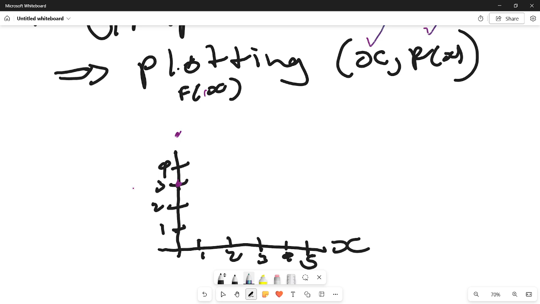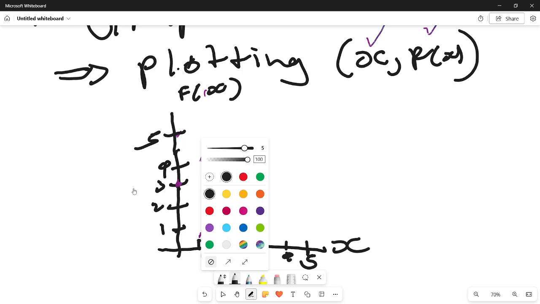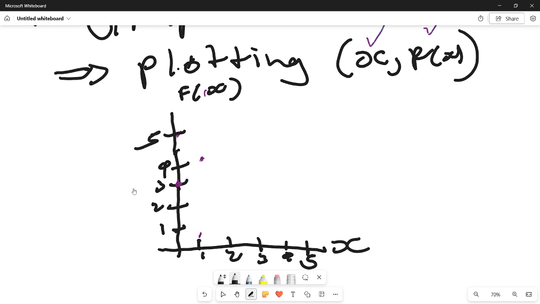Another point: when x is 1, y is 4. So we'll have something there. And when x is 2, y is 5. So I'll just add 5. It's not to scale, but basically you get the idea. So we have another point: when x is 2, y is 5.